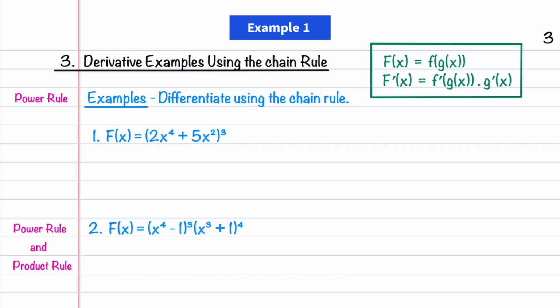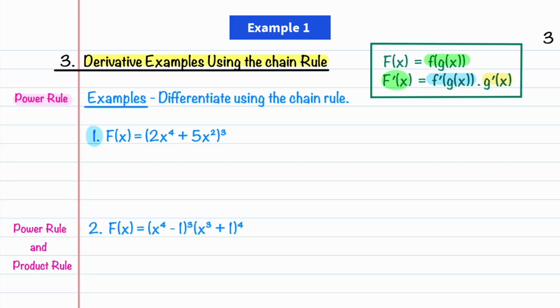We are now going to go over 4 examples where we're going to differentiate a function using the chain rule. Up here on the right in green, I've placed the formula for the derivative of our composite function f of g of x. The derivative then is just the derivative of the outside function times the derivative of the inside function. In our first example, in addition to using the chain rule, we are going to also use the power rule.